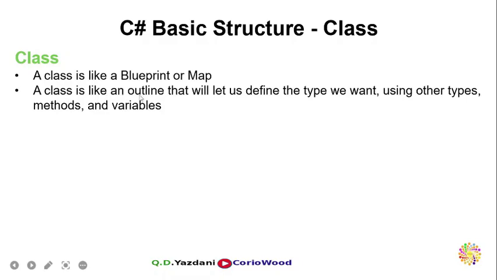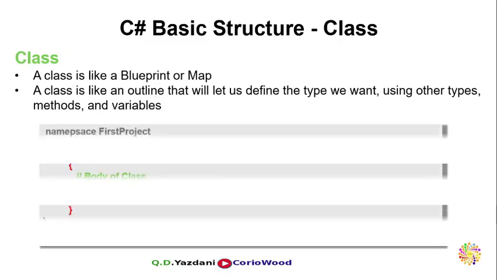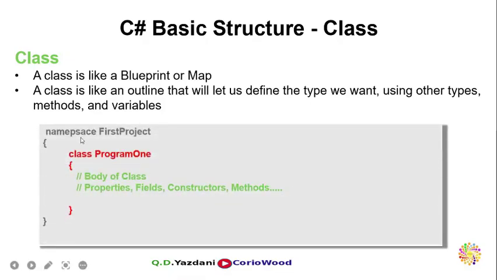A class is like an outline that will let us define the type we want using other types, methods, and variables. So this is a class. Using a class is a must if you want an object. For example, if you want an object of a game, with the class we can create an instance. And what is an instance? I'm going to explain that in a future video, because through the instance we can create objects, because we have to instantiate the class. This is called an instance.